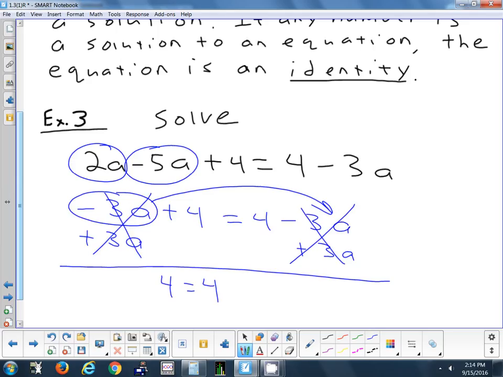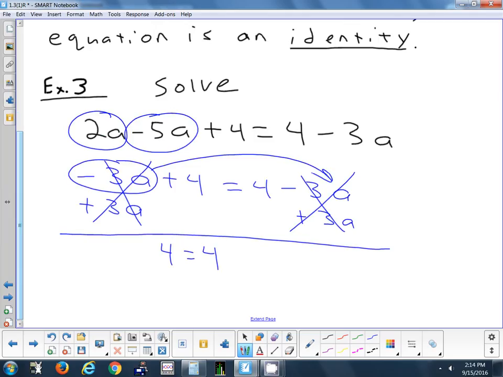What happened here that's never happened before? Look at this last thing I wrote. What's not here that we usually still have at this point? We usually still have a variable, a letter. All the letters are gone. That's a hint that tells you something different is happening. I don't have any letters left. I just have 4 equals 4.